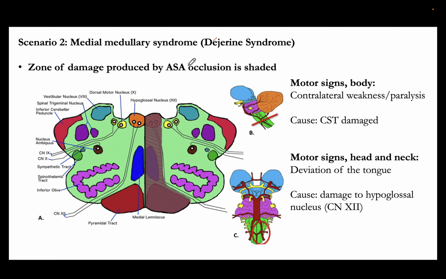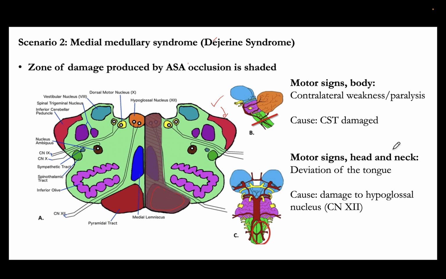And a common cause of Dejerine syndrome is anterior spinal artery occlusion, and that's what's shown shaded in this diagram here. So this time, the most obvious motor sign for the body is contralateral weakness or paralysis due to damage of the medullary pyramid, ventrally and medially. There's no ataxia because the cerebellar peduncle is spared. So the cerebellar peduncle is intact, but we now have paralysis.